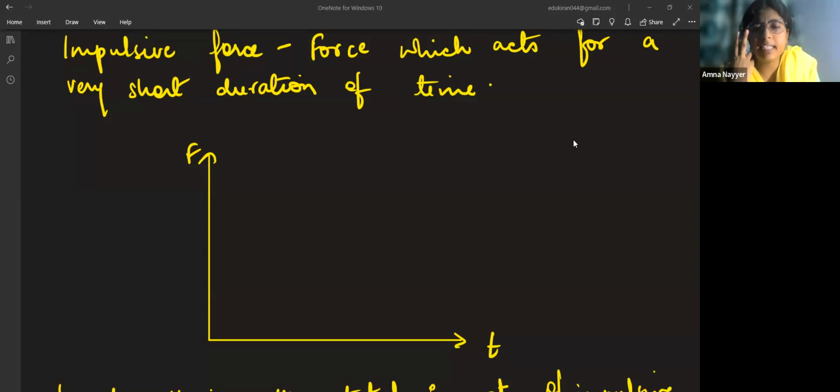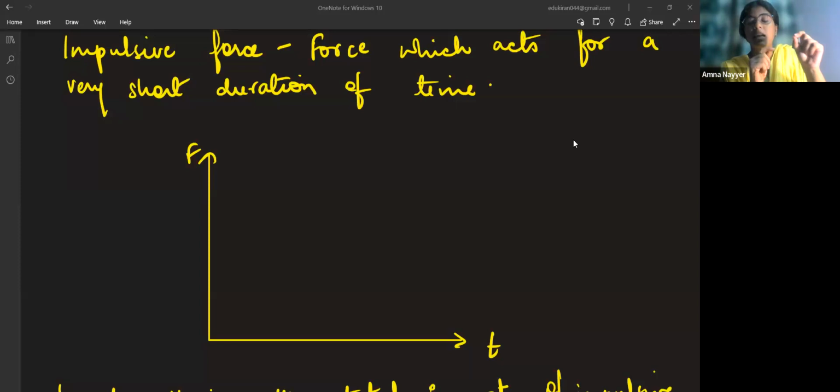Or you can take so many examples. If you are putting a nail into the wall with the help of a hammer, you strike the nail with the hammer. I'm not talking about the entire process, when you are playing cricket, or when the nail has been fixed completely. No, I am talking about the moment of contact, the force that acts for this short duration when both of them are in contact.